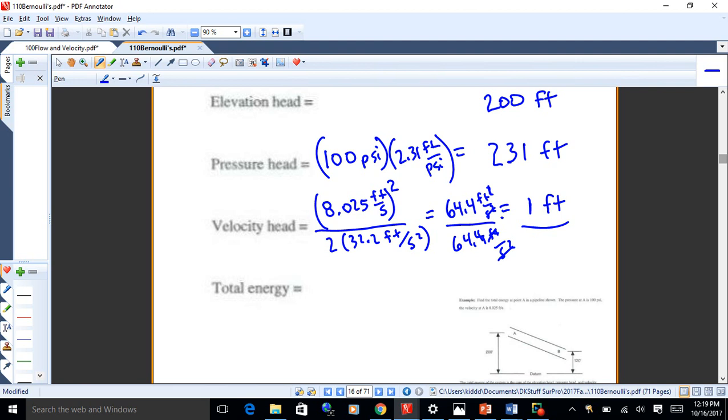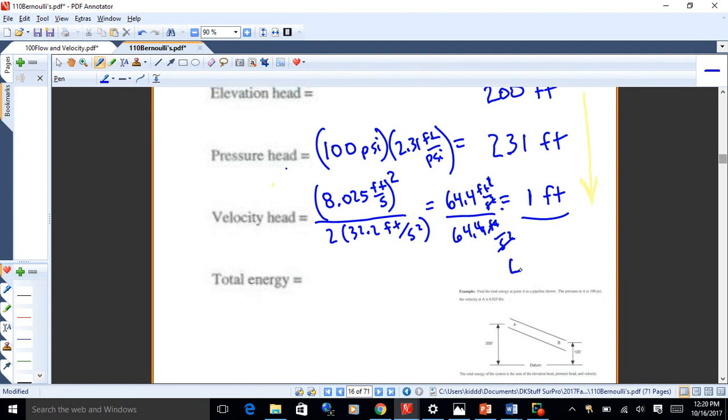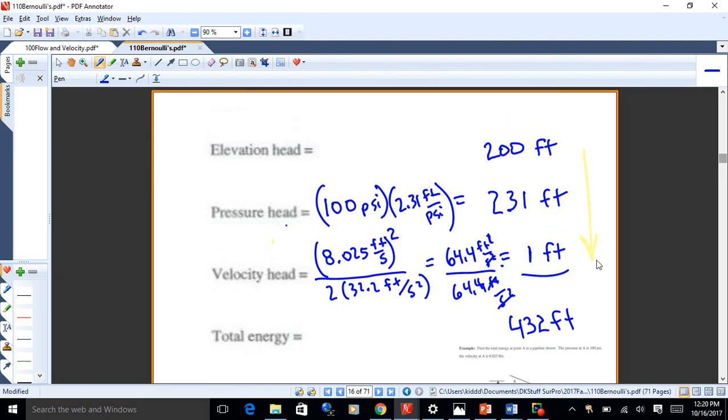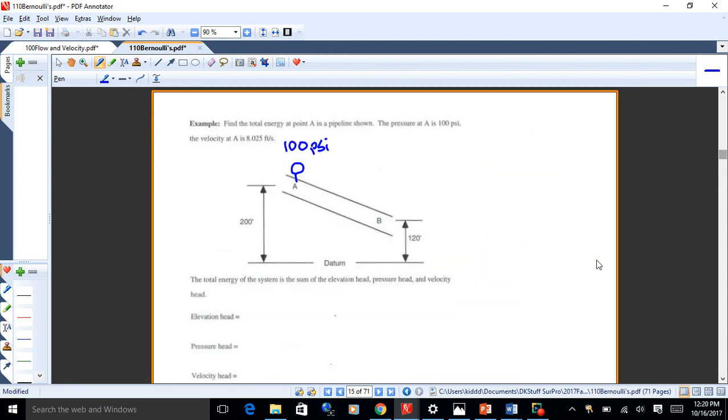So to get the total energy then, why don't we just add everything up? We'll just run it down, add it up, and we get 432 feet. Okay, so that's what we get there. That's how much it would go up if it was to go down to 200.